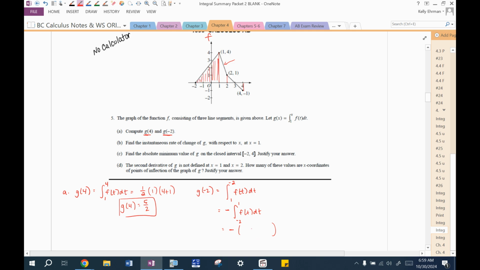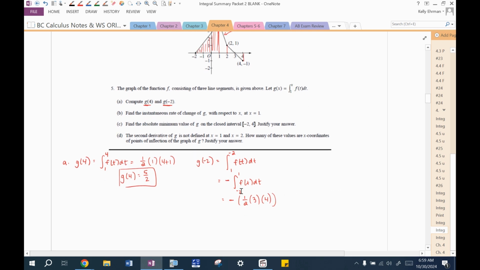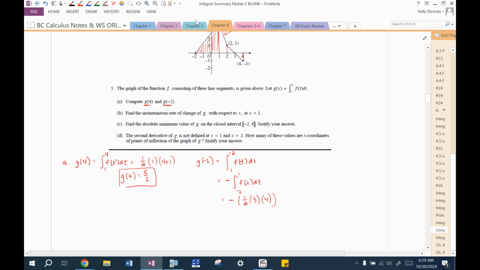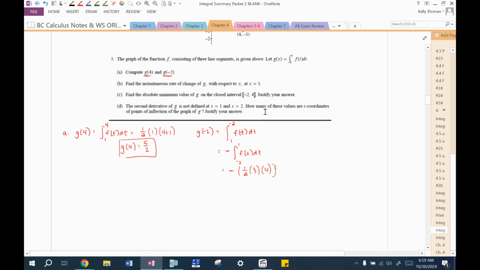So it's the area of this triangle, which this area is positive 1/2, times the base, which is 3, times the height, which is 4. And then the reason I'm going to get a negative is because we were originally going backwards. So there's a negative out here. So even though this is a positive area, the integral from 1 to negative 2 is going backwards. So anyway, g of negative 2, just let the algebra work for you, is equal to negative 6, half of 12.